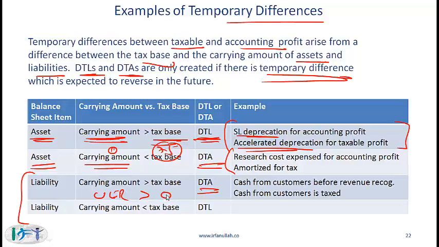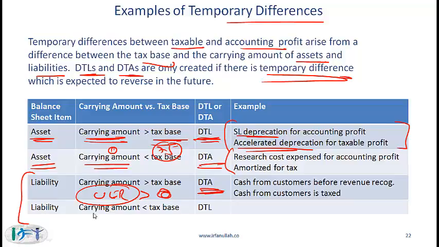If the money received is taxed, then no liability is created on the tax side, so we have a 0 over here. Unearned revenue, or the carrying amount, is greater than the amount or the tax base, and we therefore have a deferred tax asset.